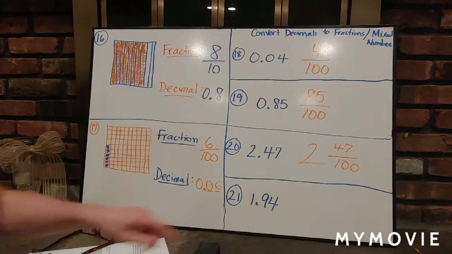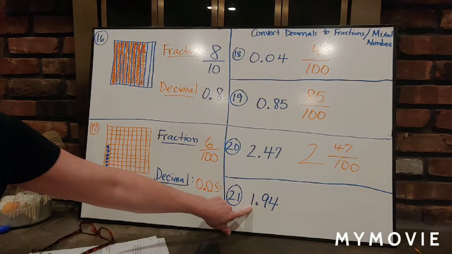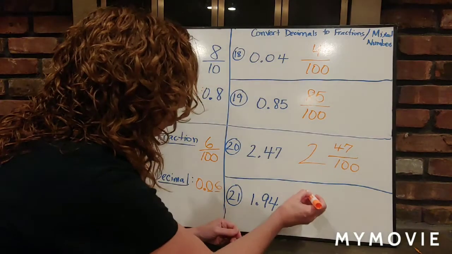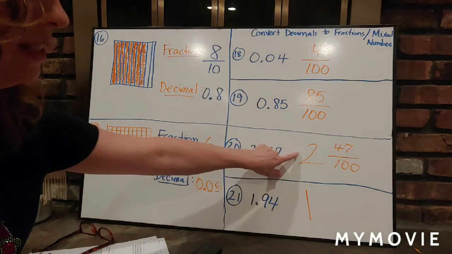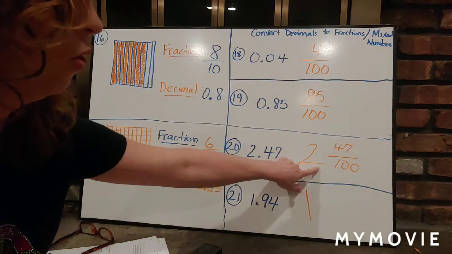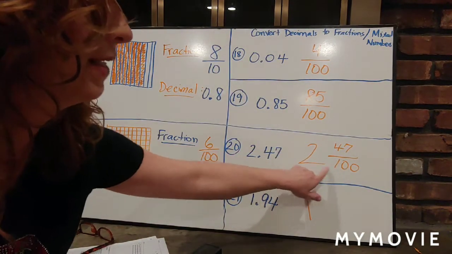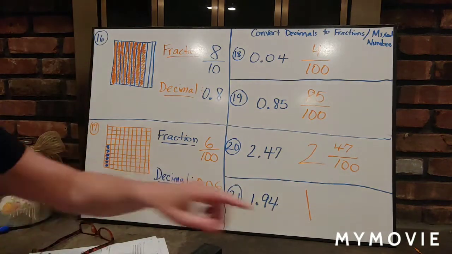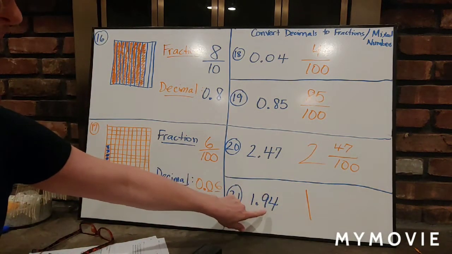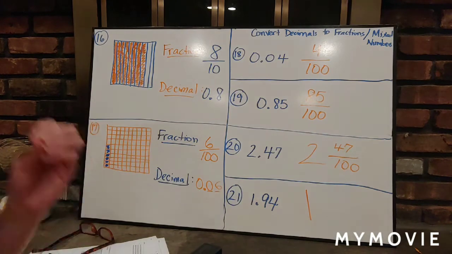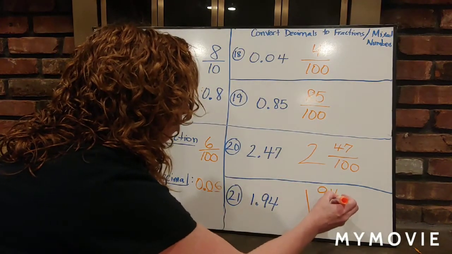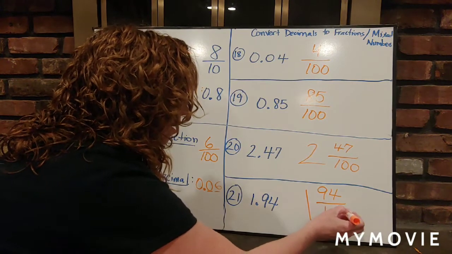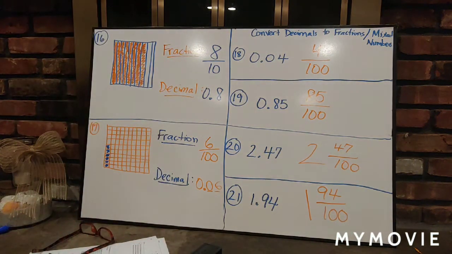And here we have a 1 in the ones column, so that's a whole number 1. Remember, this is called a mixed number because it has a whole number and a fraction, mixed number. So we have our 1, and then we have 94 hundredths. 94 hundredths. All right, so that was up to 21.